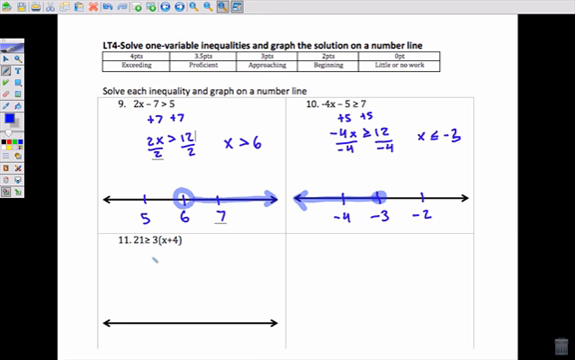In the last one, I'm going to do distributive property first. Subtract a 12 from both sides. You get 9 is greater than or equal to 3x. Divide by 3 and divide by 3, and you get 3 is greater than or equal to x. Now this was a part that sort of tripped some people up from this point.